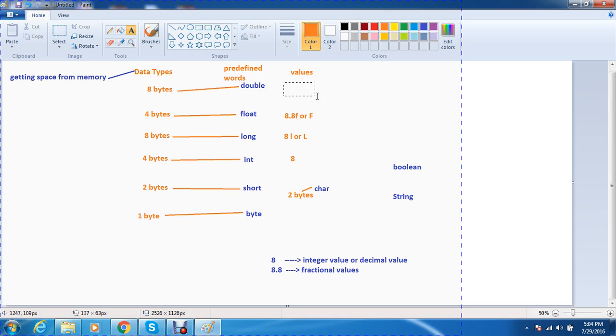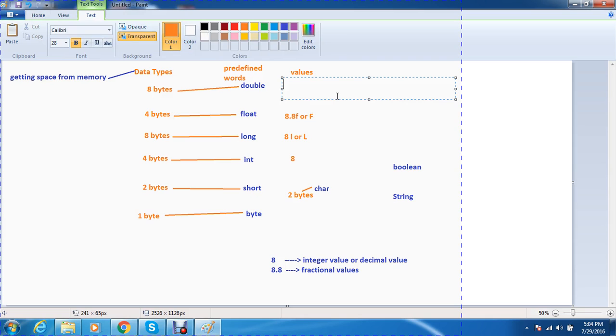Now coming to double value. What does double value mean? Observe how to write a double value.